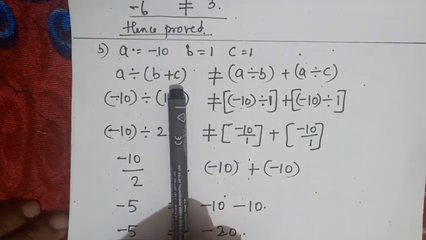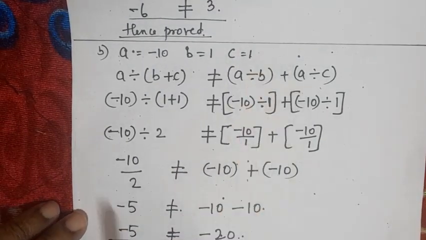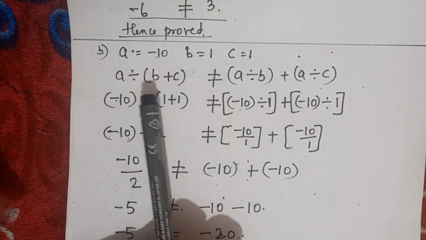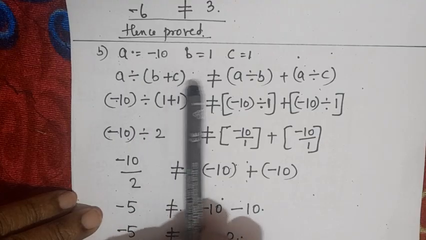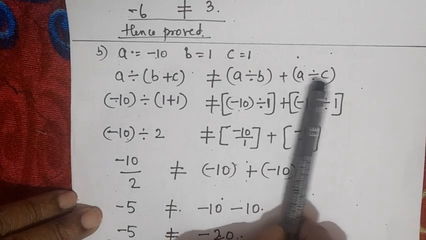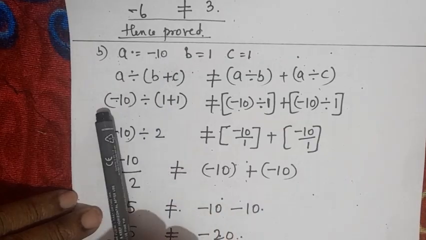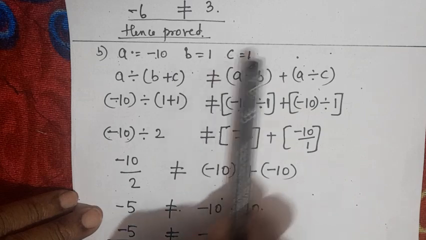In the same way, they have given the values of A, B and C in different values. So you write that one same as before. Now write the equation. A divided by (B plus C) is equal to A divided by B plus A divided by C. Now here, what is A? A is equal to minus 10, B is 1, C is 1.